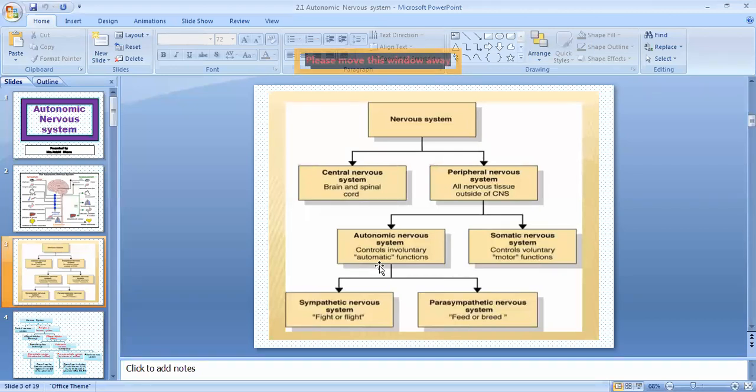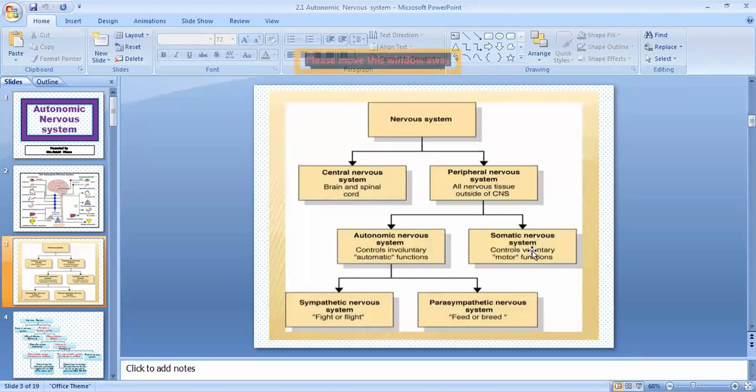Likewise, the pumping of the heart and the circulation of blood throughout the body are automatic processes which take place in our body and which we can't control. They go on as usual. So these are the processes which come under the autonomic nervous system, that means it controls involuntary, that is, automatic functions.